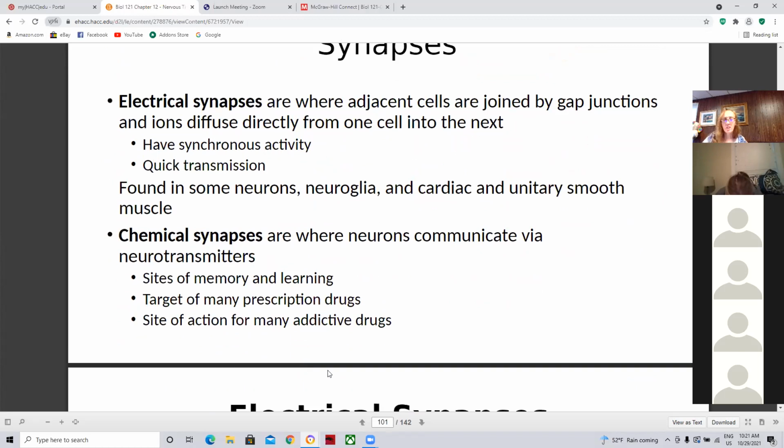We have two different types of synapses. We have electrical synapses, where adjacent cells are joined by gap junctions. Guys, what are gap junctions? It's been a long time, but what are gap junctions? If you're not sure, Google it. What are gap junctions in cells?